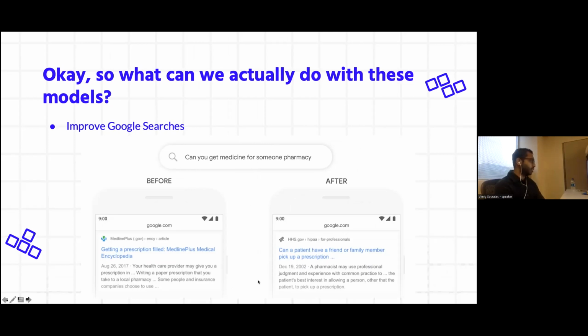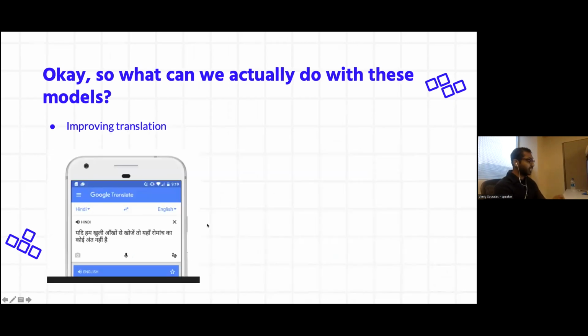And so we can answer the question of, can somebody else get your medicine for you? And so that's the first answer that we get on Google now. And so we can see that it's gotten a lot better since before they used these new models. Here's another example of that happening.